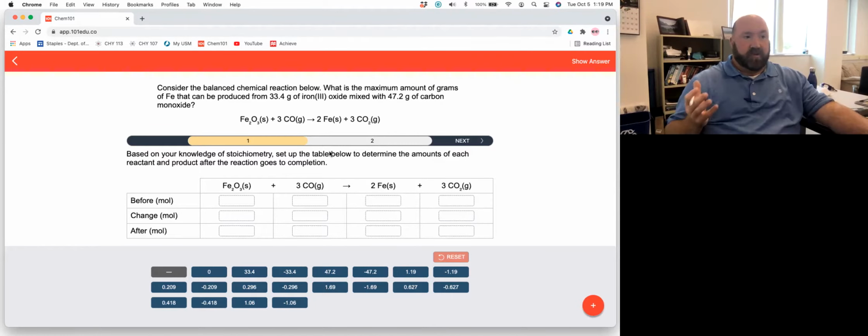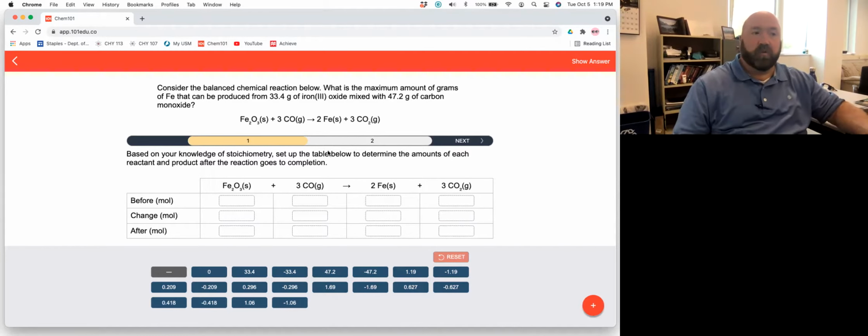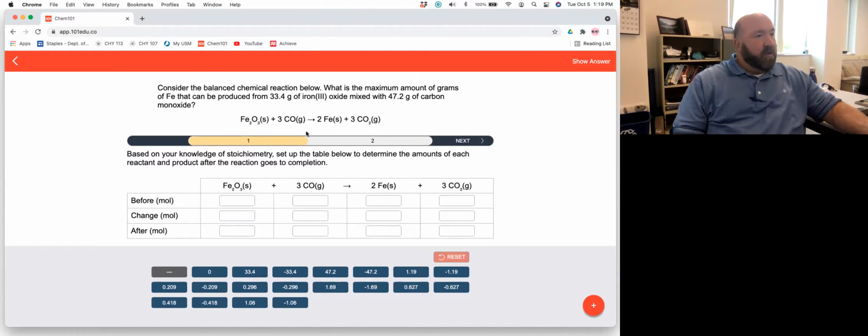If you're watching this in the future, it might not still be number 22, but this might still be one of your homework problems. In the fall semester 2021, this is homework 5, number 22. In this question, we're given the amount of iron 3 oxide that we have, and we're provided with our amount of carbon monoxide. We're asked to figure out the maximum amount of grams of iron that can be formed.